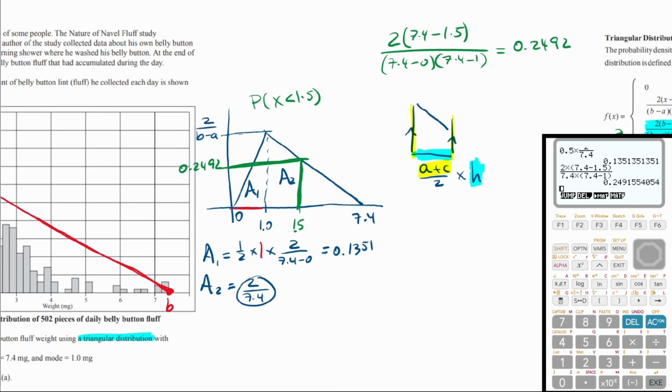This one here is our A. Then we're going to have our C, which is 0.2492. We're going to divide those by 2 and multiply by the difference between those two, which is 0.5.